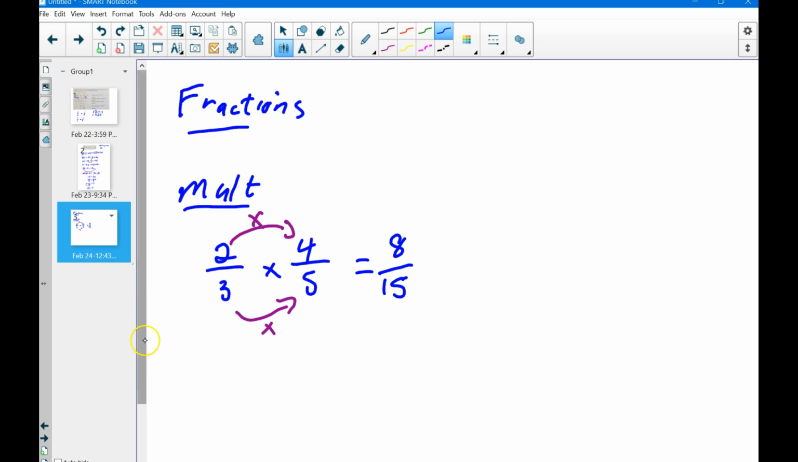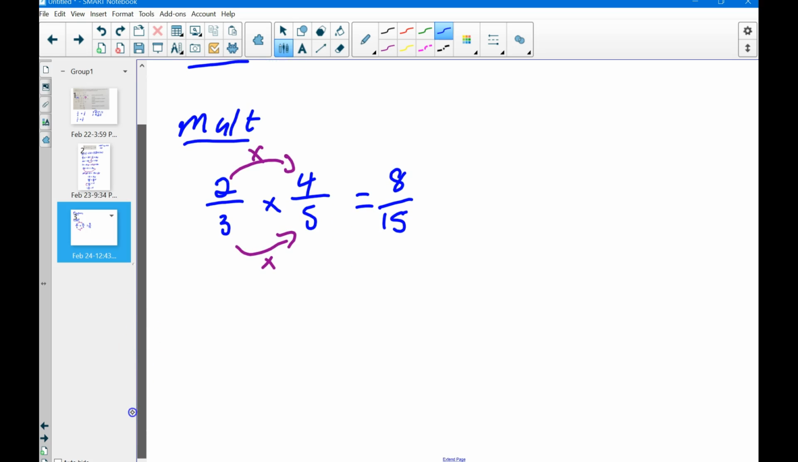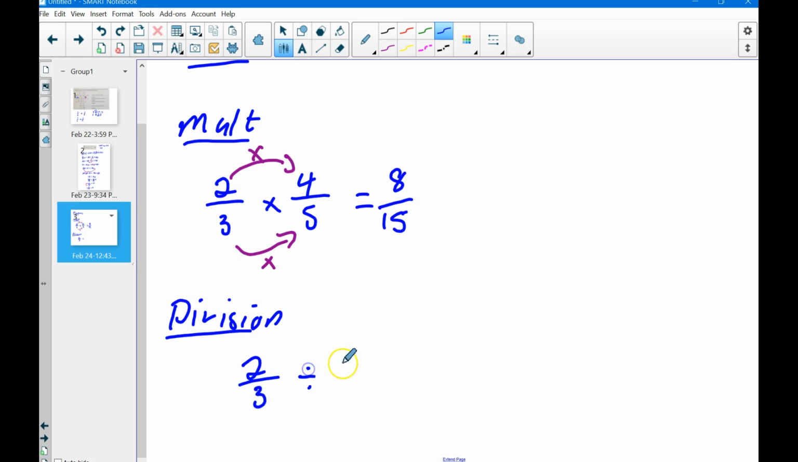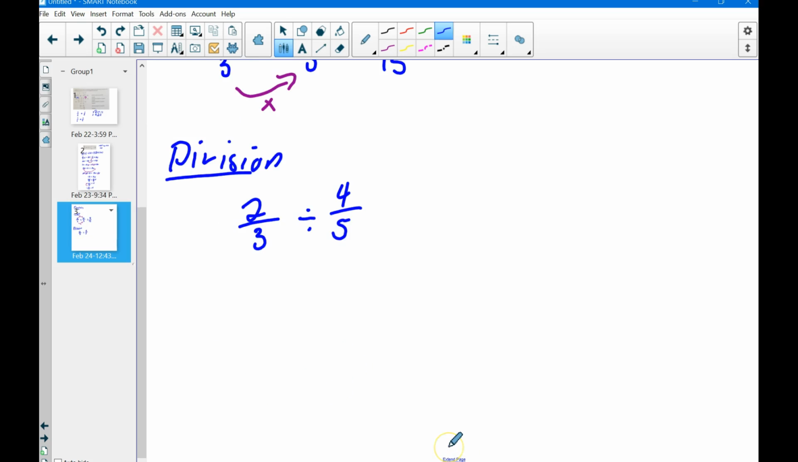Okay, so there has to be something harder than that. Definitely, because I remember fractions back in school, they were hard. So let's try division. That could be harder. So division, let's use the same numbers. So okay, 2 over 3 divided by 4 over 5. This has to be challenging.